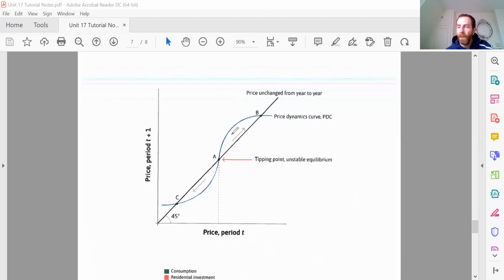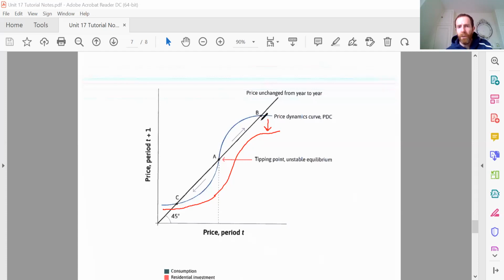We'll never see massive variations, except if something happens which actually changes the price dynamics curve. So what could happen is that people start to lose faith in the value of housing, and that potentially could shift the whole price dynamics curve downwards. That people think whatever the price is today, the price tomorrow is definitely going to be lower.